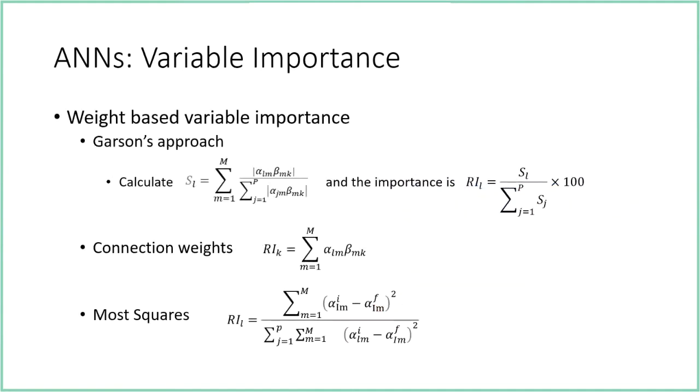So there's 3 that I'm going to focus on today, and so I've kind of talked you through the craziness of neural networks to understand where those weights are coming from. So now you understand that alpha is the weight going from your predictor to your hidden layer, and beta is the weight going from your hidden layer to your output.